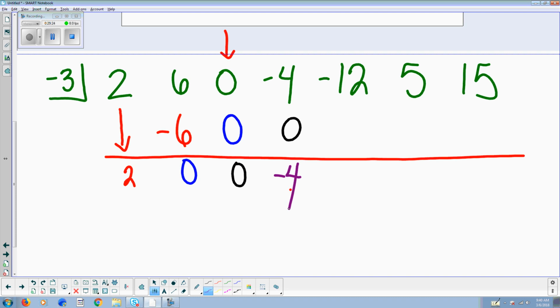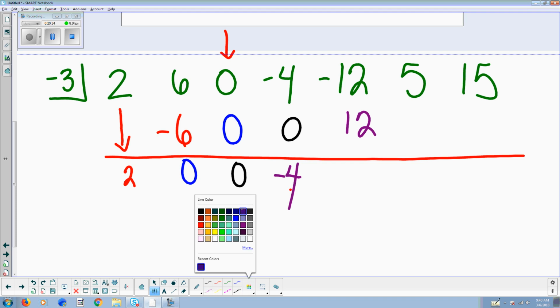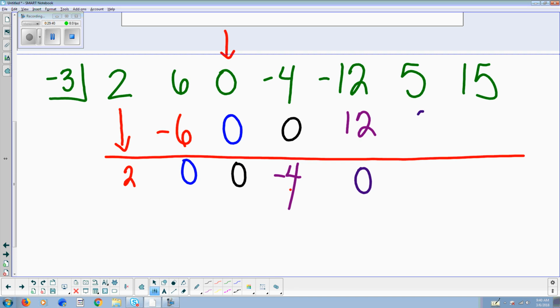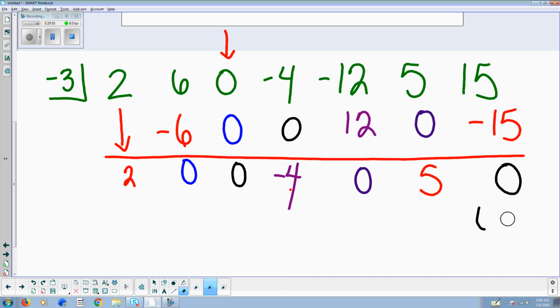I get negative 4. Multiply. Negative 3 times negative 4 is positive 12. Then I add down. I get 0. Then multiply. Negative 3 times 0 is 0. Then I add down. I get 5. Multiply. Negative 3 times 5 is negative 15. And I add down. I get 0 for my remainder. So to write the answer, I know my remainder is 0.